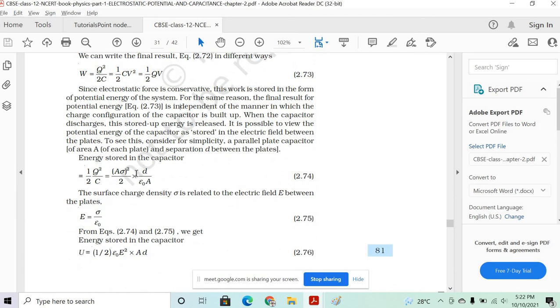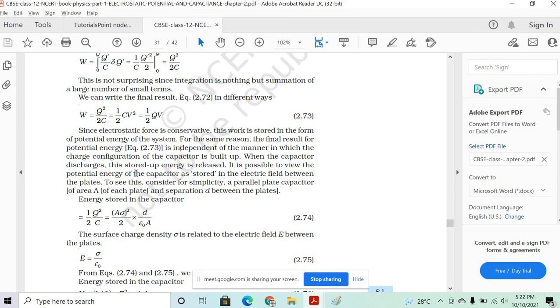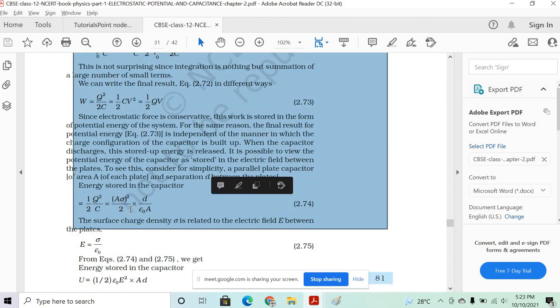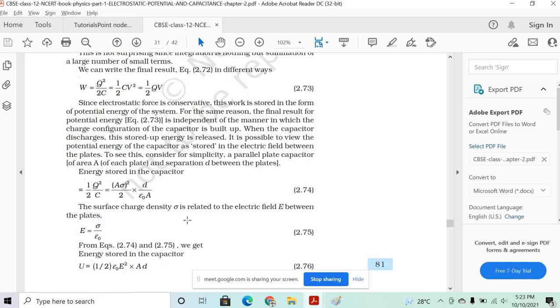Clear? So now you can put in the capacitance formula also, and you can get a different value of the energy. Capacitance is nothing but A epsilon naught by D. So q square by 2C, here C value you can substitute as A epsilon naught by D also. So you'll get q square D by 2 A epsilon naught. Then you get a different answer also. Clear?